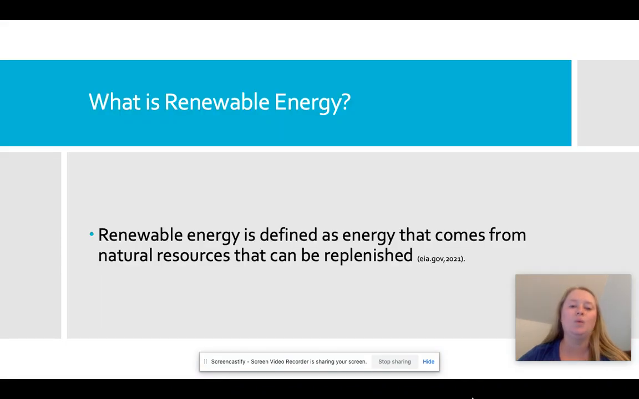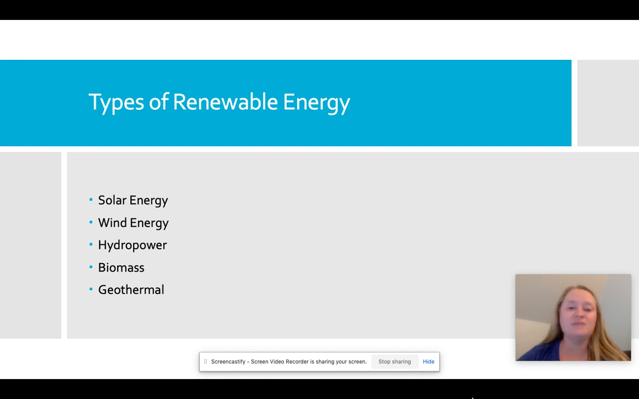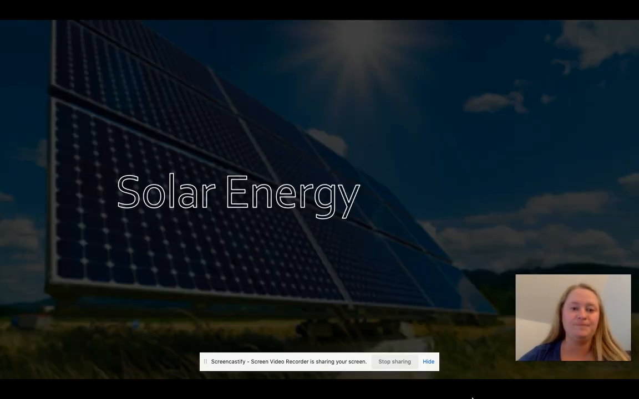My STEM topic is renewable energy. What is renewable energy? Renewable energy is defined as energy that comes from natural resources that can be replenished. It is also known as clean energy. There are a few types of renewable energy resources. There are solar energy, wind energy, hydropower, biomass, and geothermal energy.